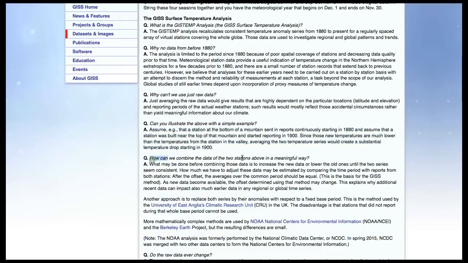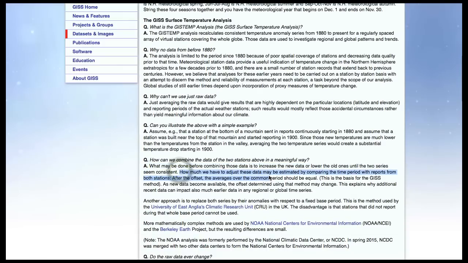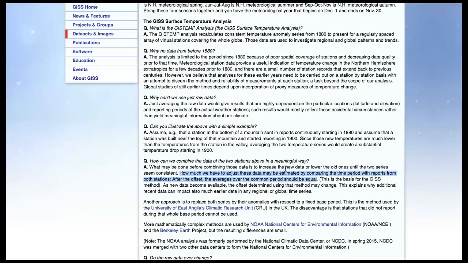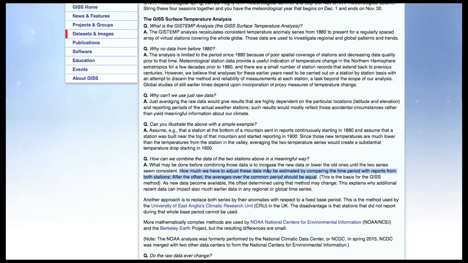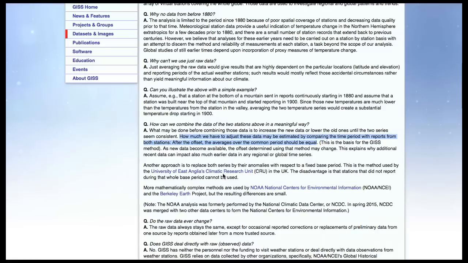Well, how can we combine the data of those two stations above in a meaningful way? What may be done before combining those data is to increase the new data or lower the old ones until the two series seem consistent. How much we have to adjust these data may be estimated by comparing the time period with reports from both stations. After the offset, the averages over the common period should be equal. This is the basis for the GISS method.